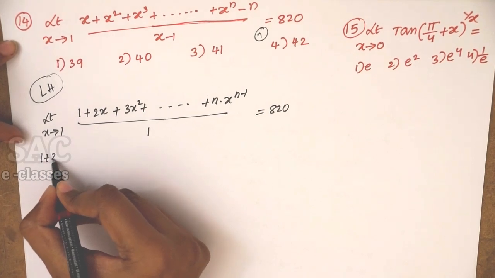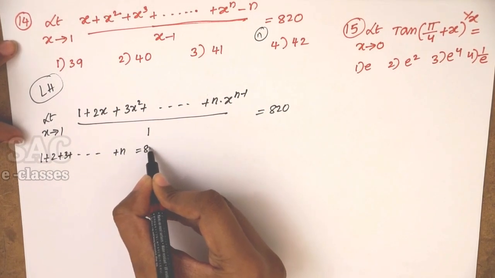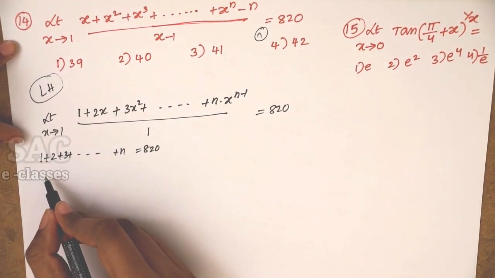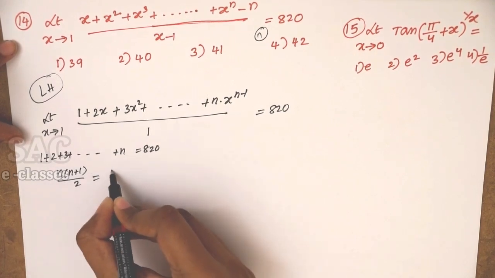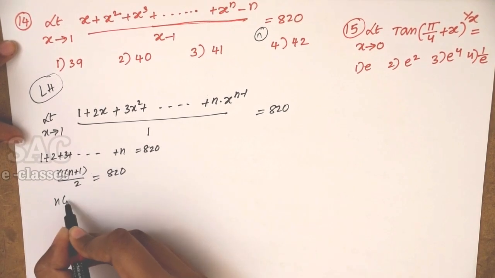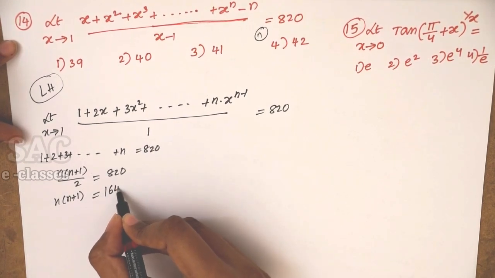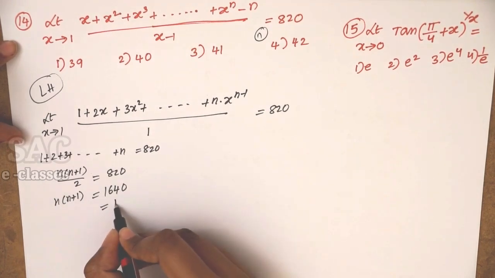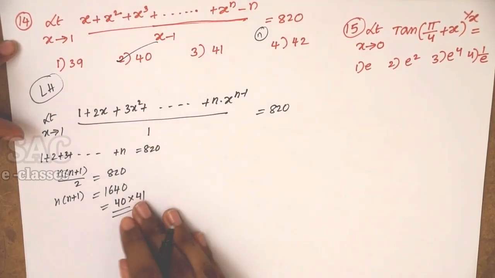So 1 plus 2 plus 3 plus and so on plus n is equal to 820. We all know that the sum of the first n natural numbers is n into n plus 1 by 2, equal to 820. n into n plus 1 equal to 1640. Which option do we choose? You can simply write this as 40 into 41. So the n value is 40.